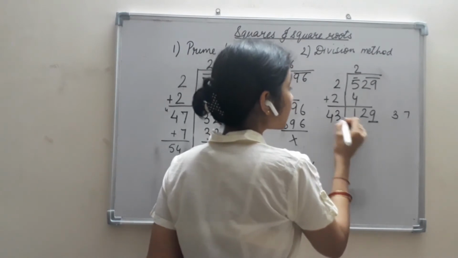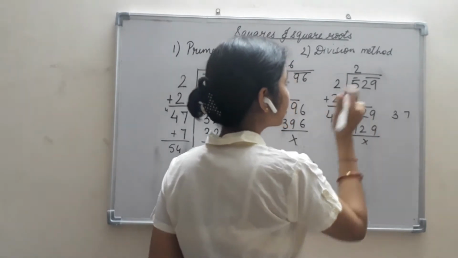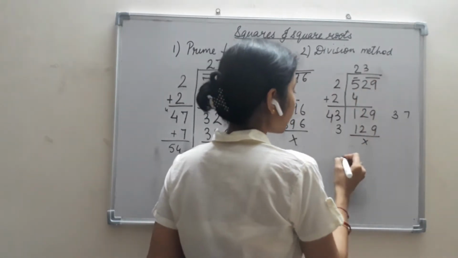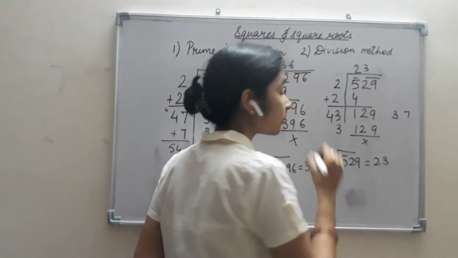So 3 3's are 9, 3 4's are 12. Done? Fine. So here we get 3. So the square root of 529 is equal to 23.